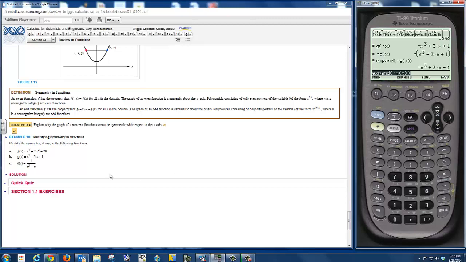Okay, so that was a quick run through section 1.1, but using our calculator. And again, the goal is not necessarily to learn the 1.1 material because you've probably seen it before, but the goal is to see how you can use your calculator to do these things.